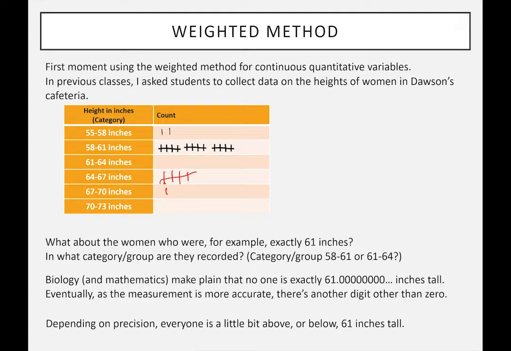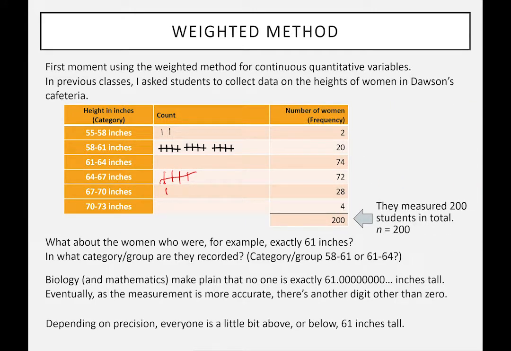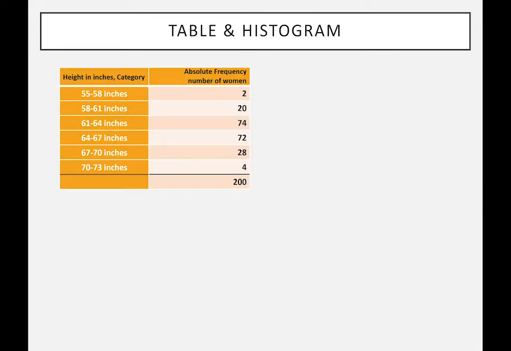In any case, the students came back, and this is the data that they presented to me. We can see that in total, there were 200 students measured. These were all women, and there were about 2 that were between 55 and 58 inches. The bulk of students were around 61 to 67, something like that. There were a couple of the very tall basketball players that are above 70 inches, 4 out of the 200. So I've written the data here, and this is quite relevant. We'll be using this data as we go through the course.